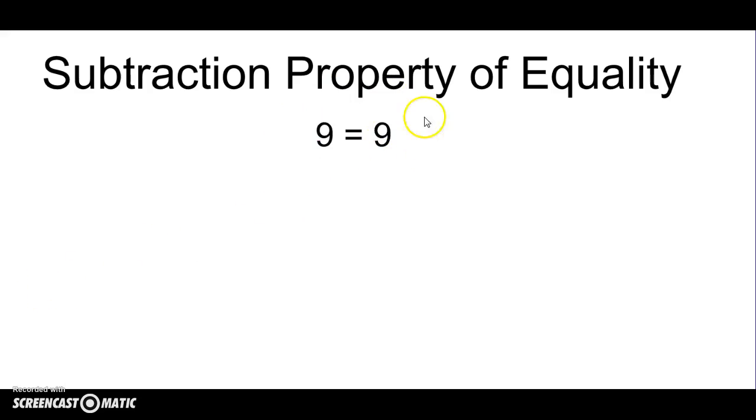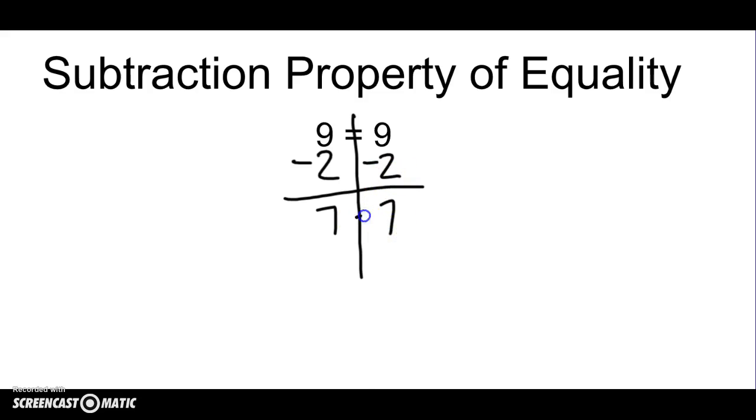It states if I have an equation that is equal, just like this 9 equals 9 here, if I were to subtract something from the left-hand side, I'm also going to have to subtract it from the right-hand side. 9 minus 2 is 7. In order to make the right-hand side 7 as well, I need to subtract 2 from the right-hand side. I'll be left with 7, or 7 equals 7, which is a true statement. So let's practice the subtraction property of equality.